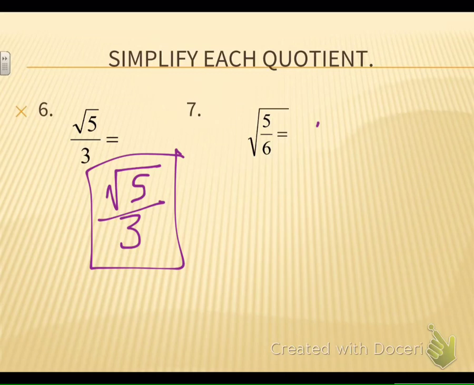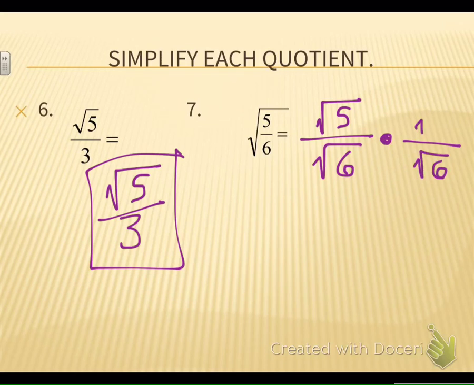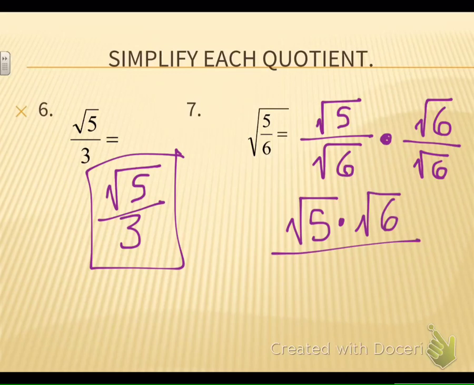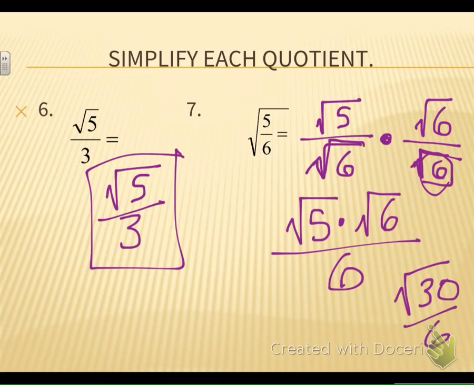For 7, though, it actually looks like this. Root 5 over root 6. And you cannot have a square root in the denominator. So we're going to multiply by the root 6 over root 6. So then our answer looks like root 5 times root 6 over square root, it's just over 6, because a square root of 6 times the square root of 6 just gives you 6. So this would be 5 times 6 would be 30, square root of 30 over 6.